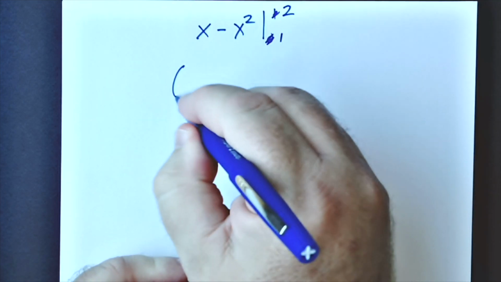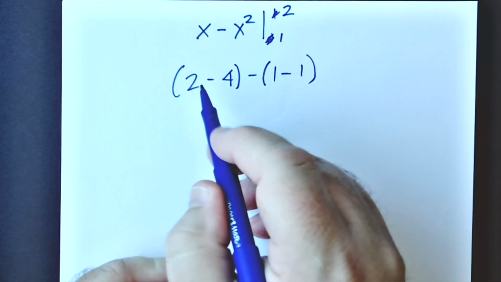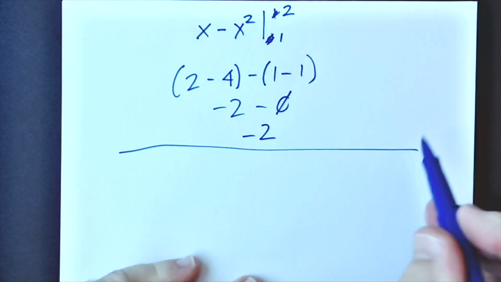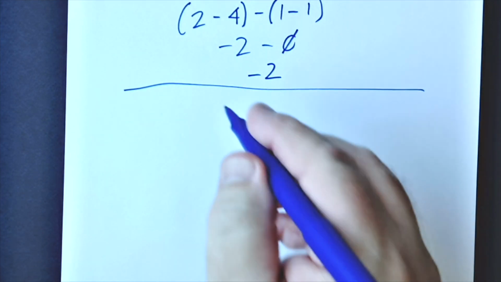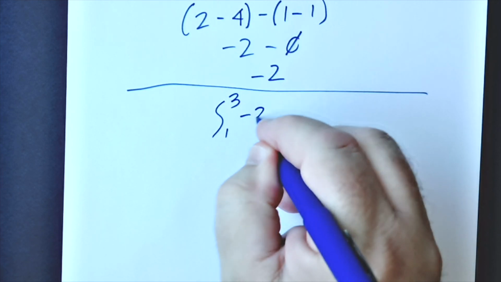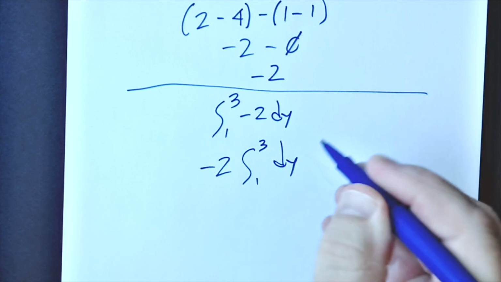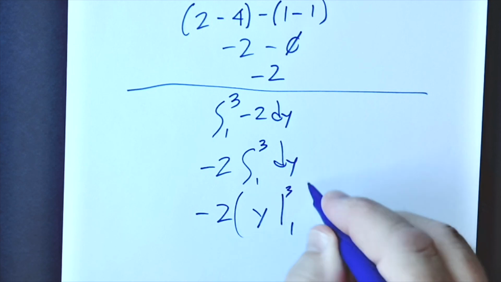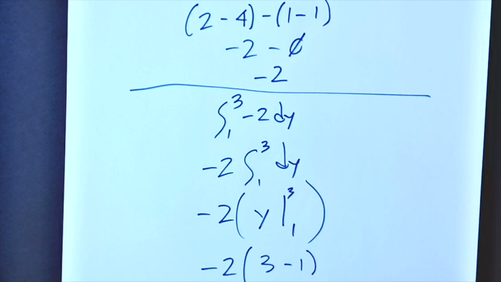So we plug in the 2. I get 2 minus 4, minus (1 minus 1). So 2 minus 4 is negative 2, minus 0. And so my answer is negative 2. That's my answer for my interior integral. Then I'm going to integrate from 1 to 3 of negative 2 dy. I can pull the negative 2 out. Well, that becomes y, and I'm going to evaluate that from 1 to 3. So that becomes negative 2 times (3 minus 1). 3 minus 1 is 2. Negative 2 times 2 is negative 4.